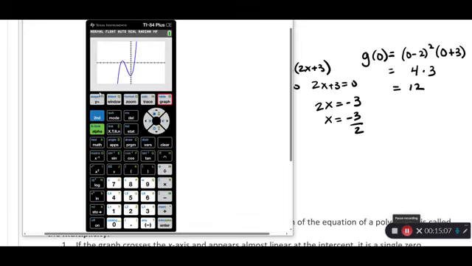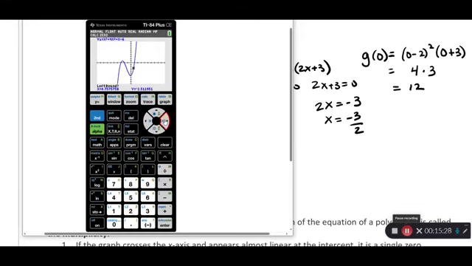Anything in blue, we're going to want to hit second first. So second, and then I'm going to hit that trace button because above the trace it says calc, which stands for calculate. And I'm actually looking for zeros. Zeros is just another fancy name for x-intercepts, or what makes the equation equal to 0.